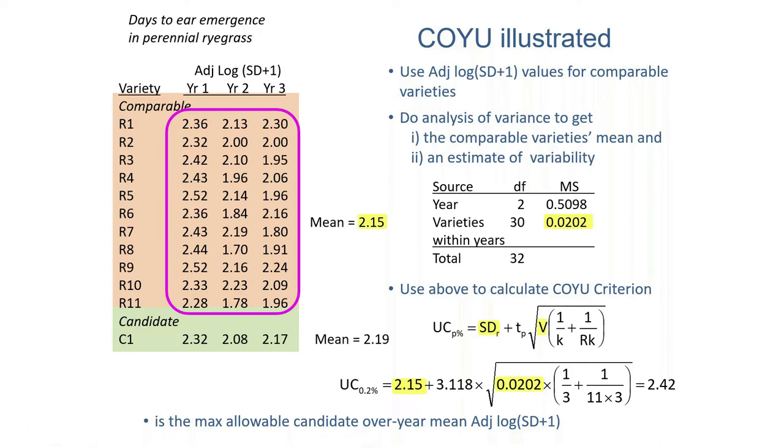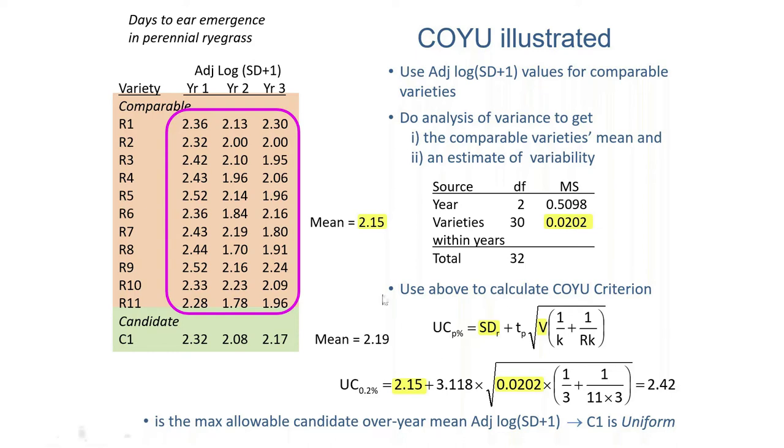So, in other words, any candidate with a uniformity of less than 2.42 is uniform. So our candidate here has a value of 2.19. So yes, it is uniform. And any other candidate, if its uniformity is less than 2.42, they too are uniform. If it's greater than 2.42, it's not uniform.